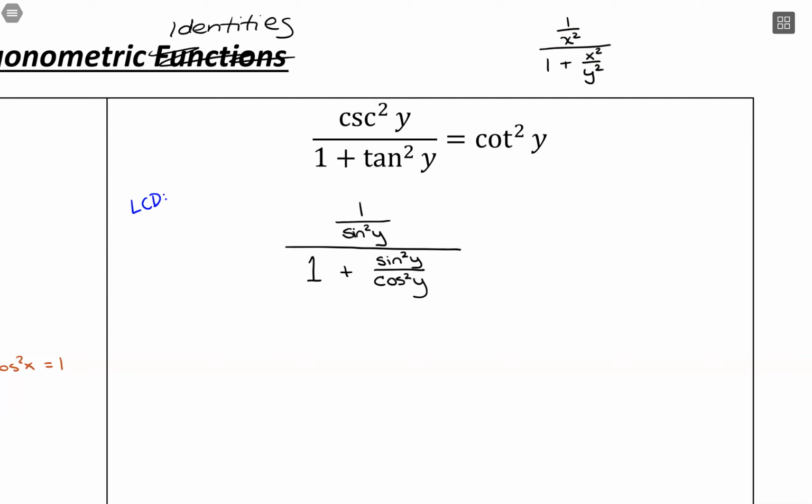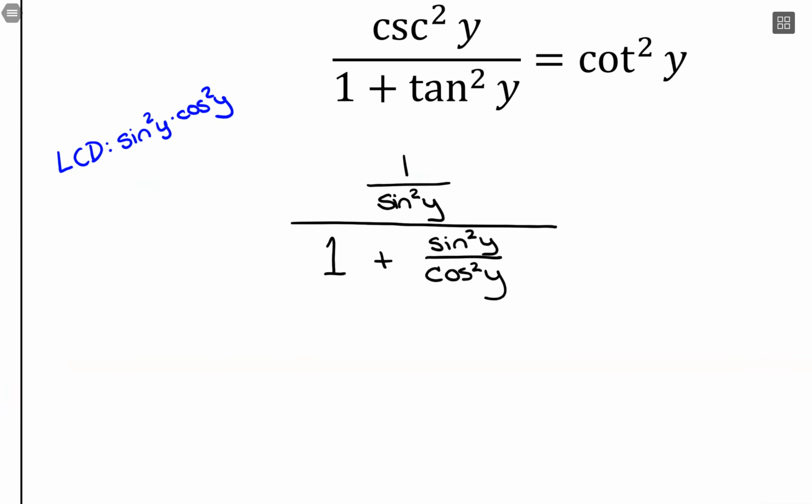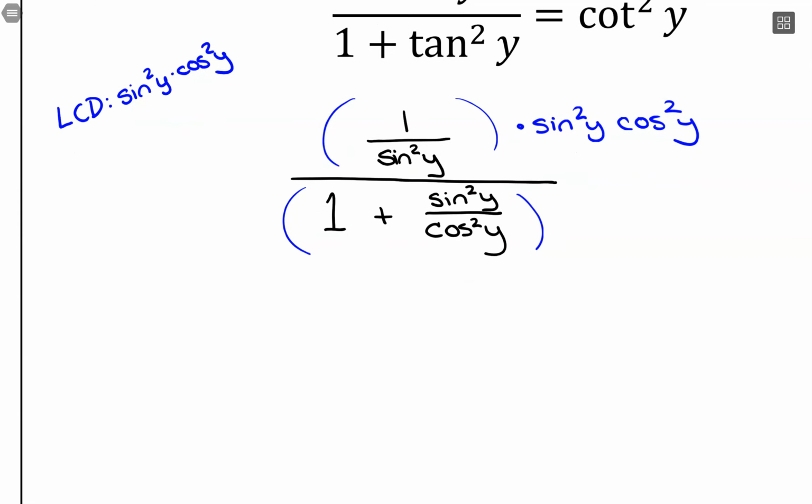So that least common denominator, well, I have this denominator of sine squared, I have this denominator of cosine squared. So my least common denominator will be a multiplication of those two values. So sine squared times cosine squared. So multiplying this through, it's like we're multiplying the numerator by that value and the denominator. So up here, multiplying by sine squared, cosine squared. And same thing down here.